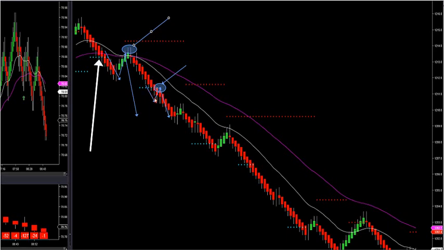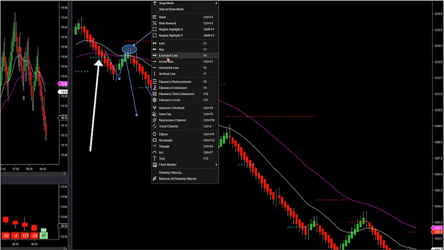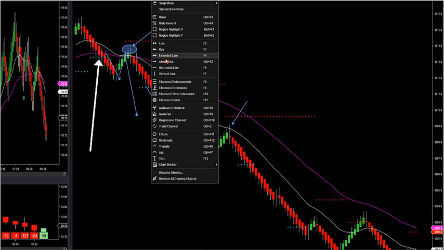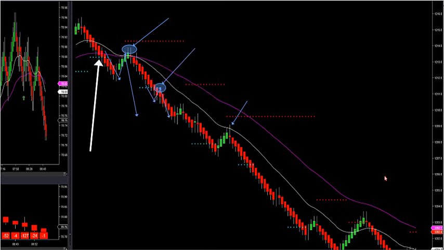Arrow fired here. Then we broke symmetry again. Arrow fired here. Another great trade. Then we broke symmetry again. Close below the whole body candle. Arrow fired here. Another great trade. Then we came back up and tested my red.